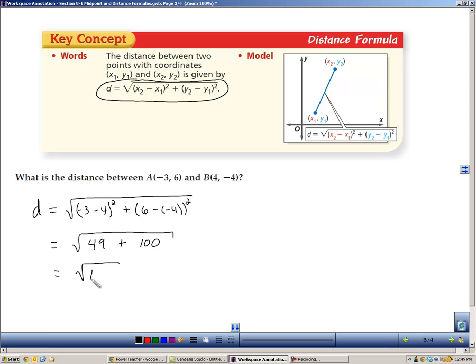Simplifying that, we get the square root of 149 is the distance between these 2 points. Now that's an okay answer. If you need the answer to be in decimals, you can always plug this into your calculator, and in this case you get about 12.2. But we don't need to do that if it just asks for the distance.